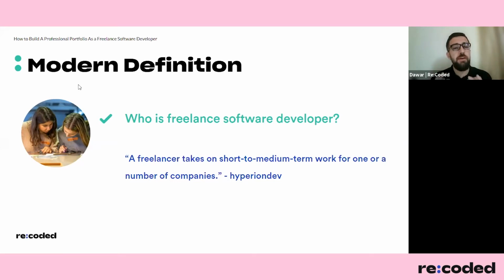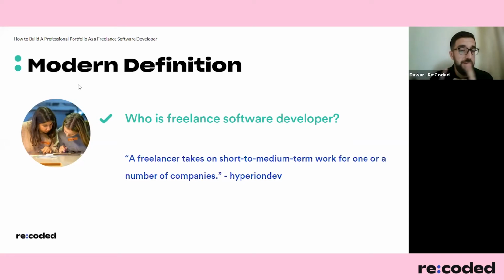So a freelancer takes on short to medium term work for one or a number of companies. So it's short term or medium term. We don't go into a long term. The moment that we go into a long term, we become part-time or full-time employees.